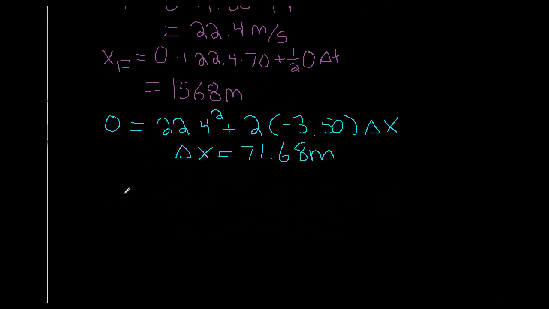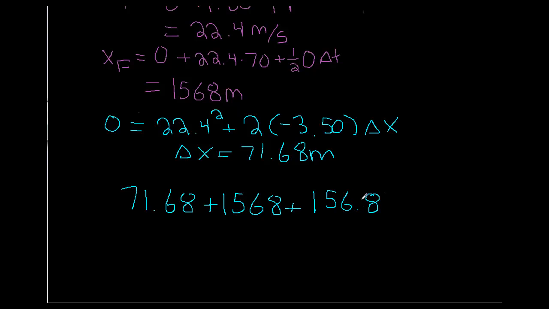So the final answer will be 71.68 plus 1568 plus 156.8 to give us a total of about 1,800 meters. I should make this an approximate, which is equal to 1.8 kilometers. So that was a fun problem where you had to set it up in all 3 stages. I hope you learned something.